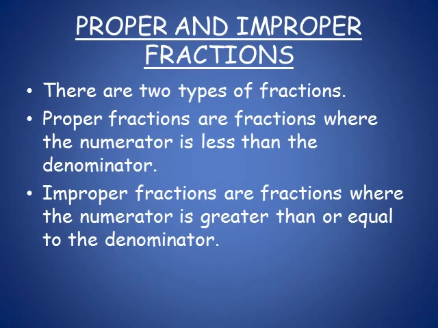Improper fractions are fractions where the numerator is greater than or equal to the denominator. So if the numerator is greater than the denominator, that fraction is greater than 1. And then if the numerator is equal to the denominator, if they're the same, the part over the whole, you get a fraction equal to 1. That's 1 whole.